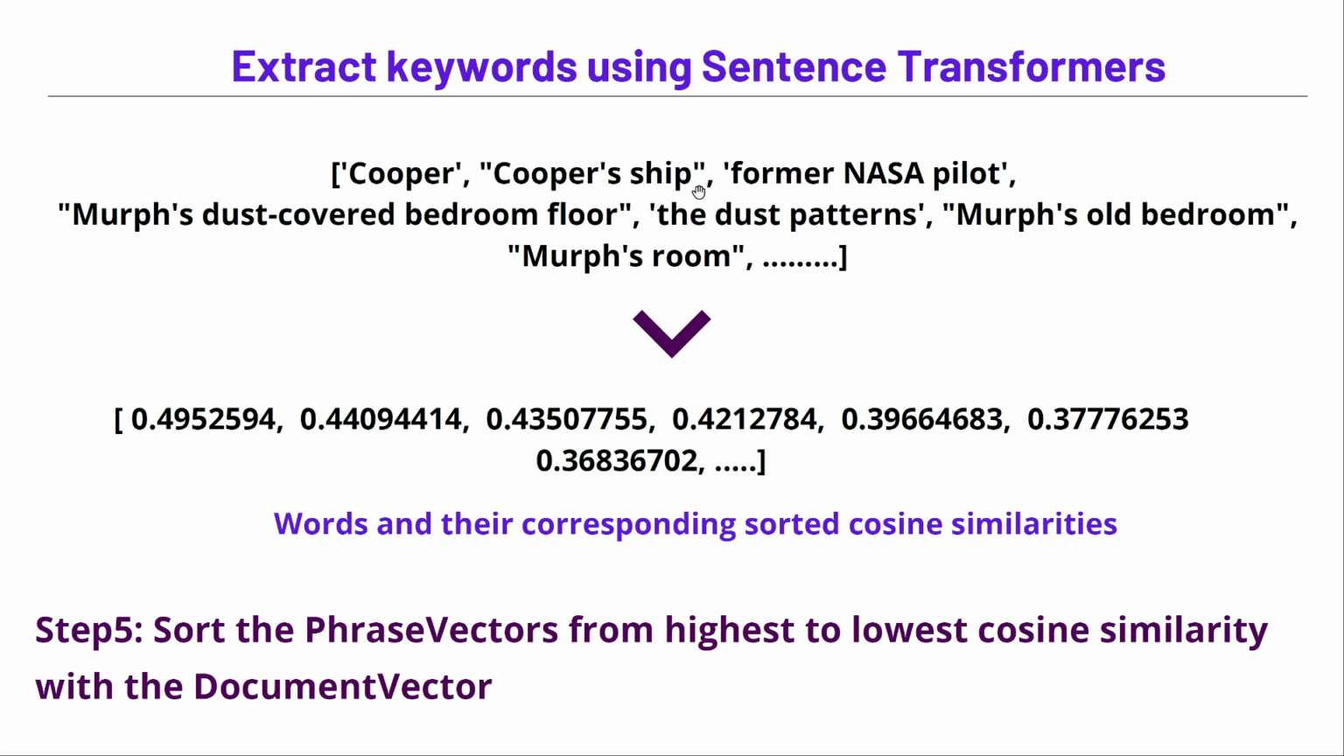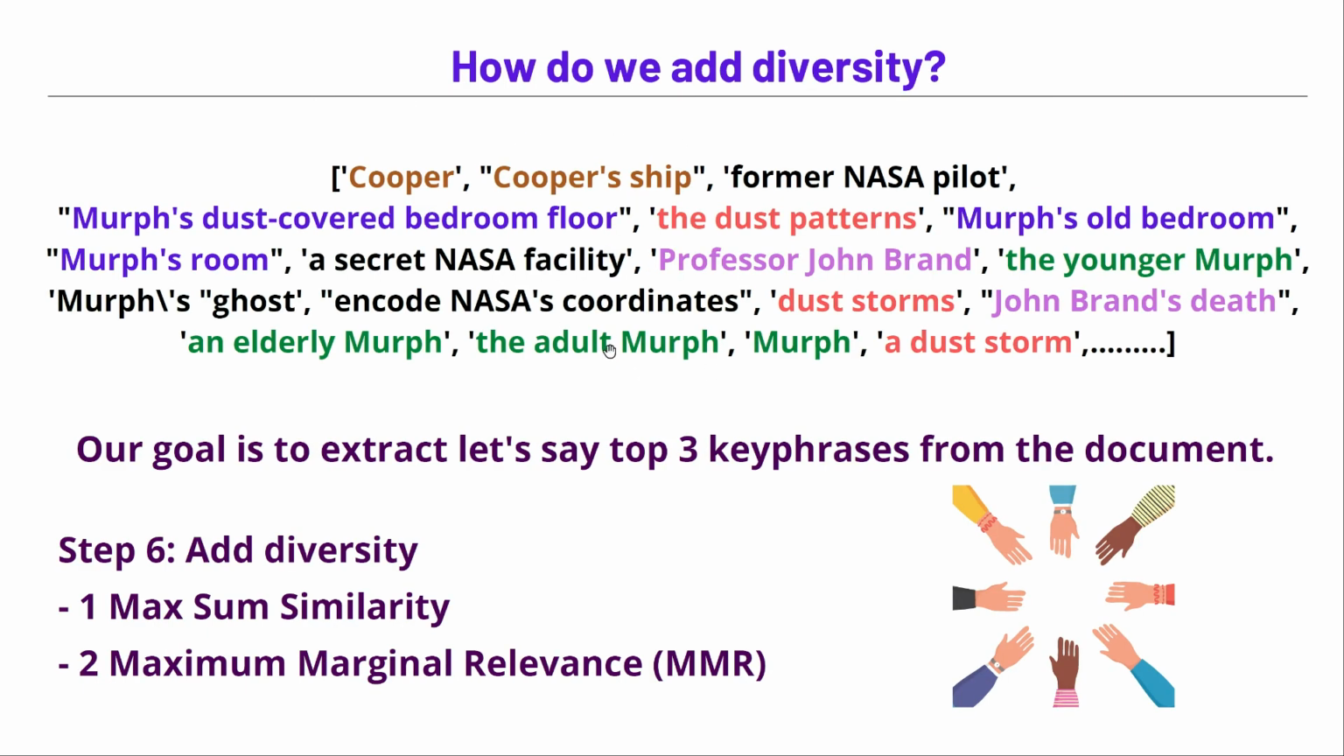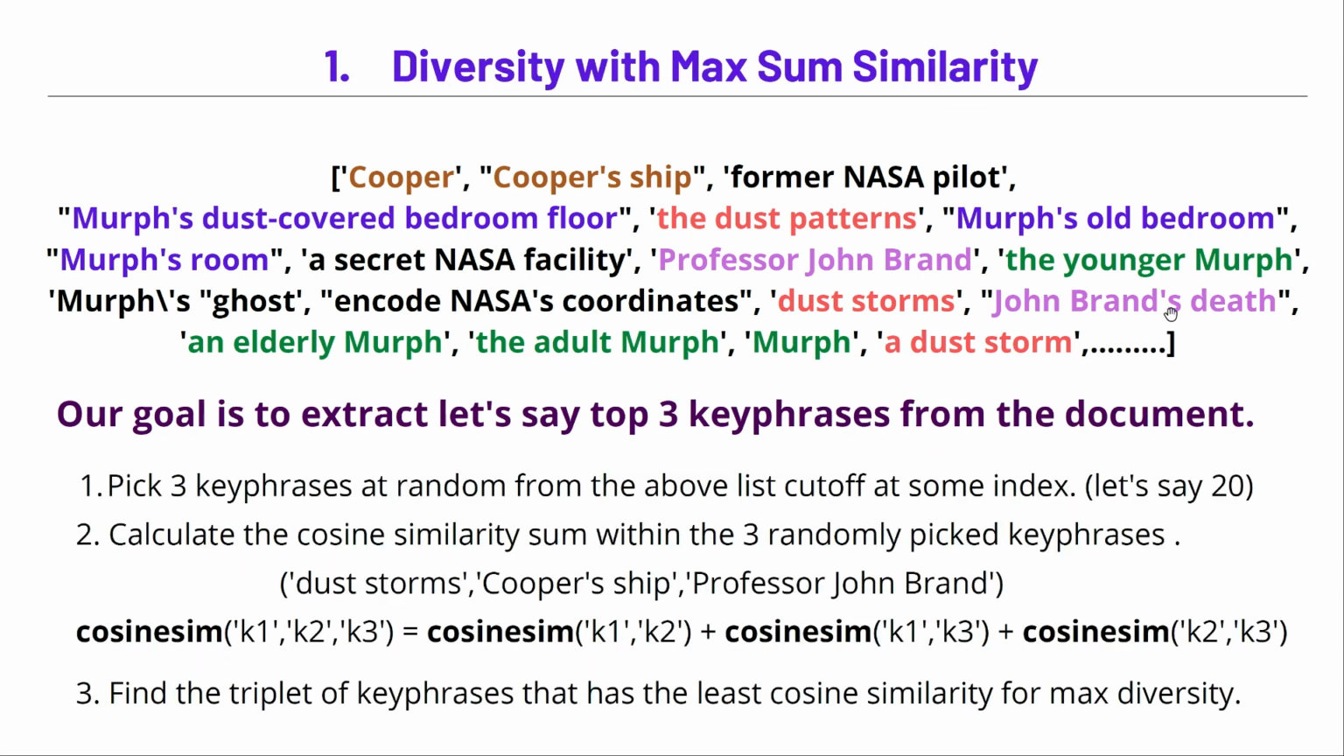But there are a few problems, in that there is quite a lot of redundancy. So in order to overcome the redundancy, you have 2 diversity algorithms. The first one is Max Sum Similarity, where you will pick 3 key phrases with all permutations and combinations possible from a given fixed set of keywords, and you will see which triplet of key phrases has the least cosine similarity score when their vectors are compared with each other. Now I'm just mentioning 3, but that could be any other value like 5 or 6, etc.